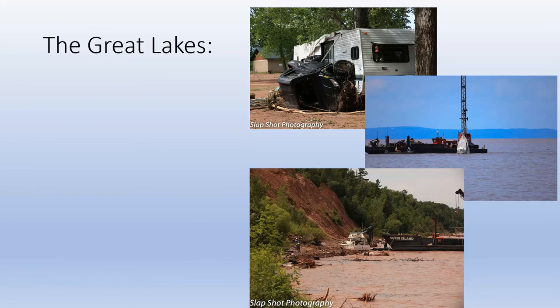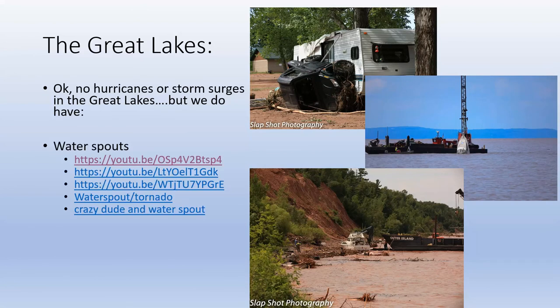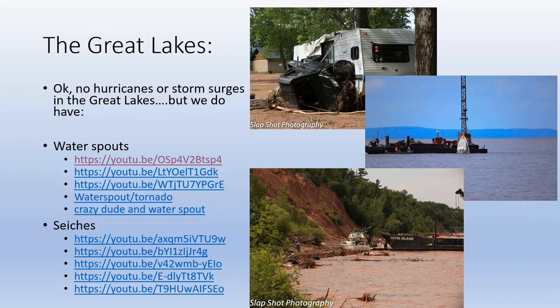So I mentioned a lot of these features we have in the Great Lakes that we're talking about in this chapter. Obviously not hurricanes, not storm surges. But we do have water spouts, and these things called seiches. So these are pictures here of a seiche that hit Ironwood, which is in the UP. It's along the Lake Superior shoreline there.